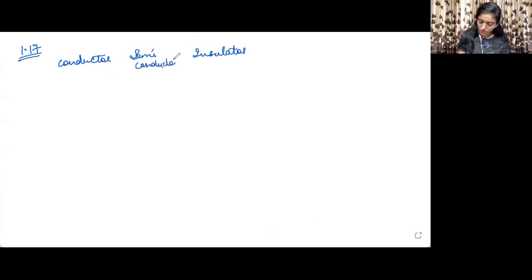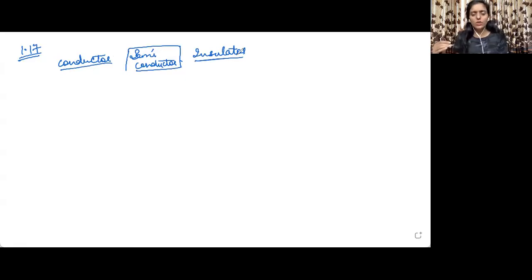So there is a conductor, there is an insulator, and in between there is a semiconductor. So conductor is a substance which allows the flow of electricity through it. Okay. Insulator is the substance which does not allow the flow of electricity through it, and semiconductor will allow the flow of electricity through it, but not as much as the conductor, and it will have the conductivity more than that of insulator.